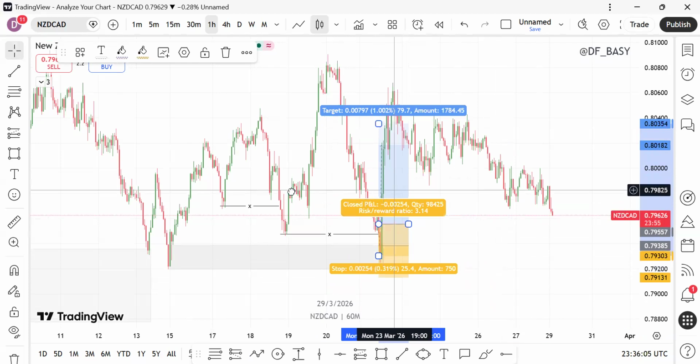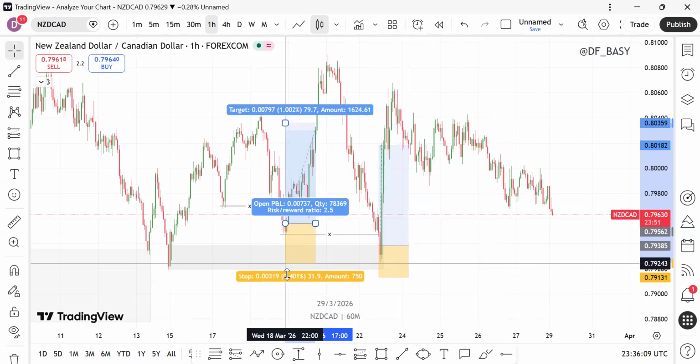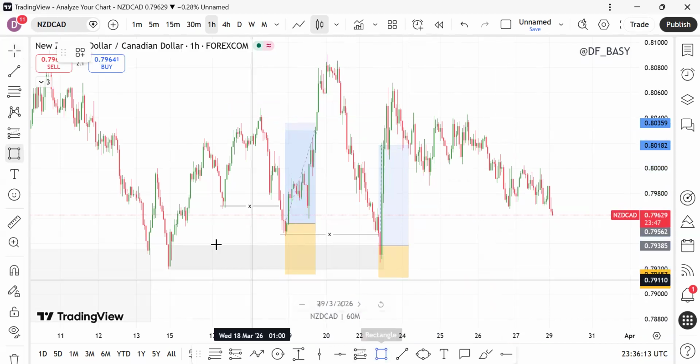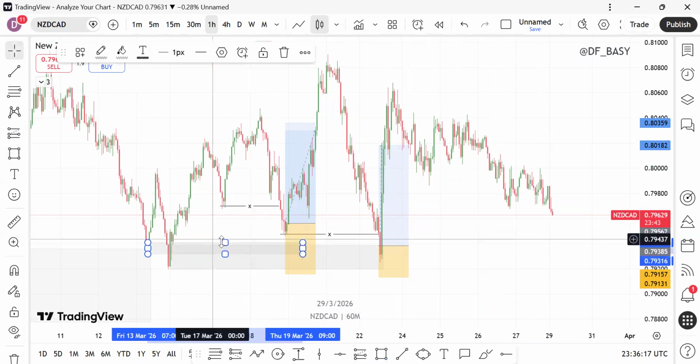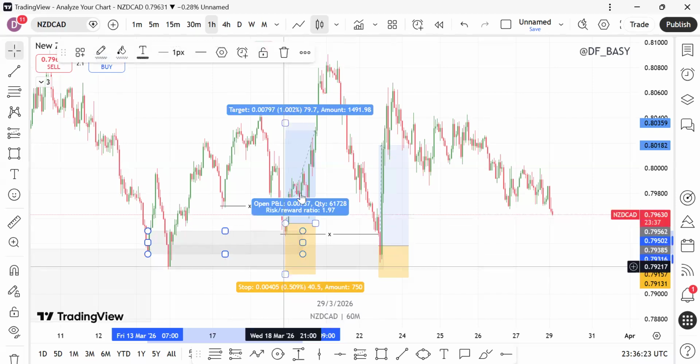Then this other one comes in, when you're using the QMR. Keep your SL below the block. This is the QMR here. Sorry, that's the QMR. You're targeting 1:3.